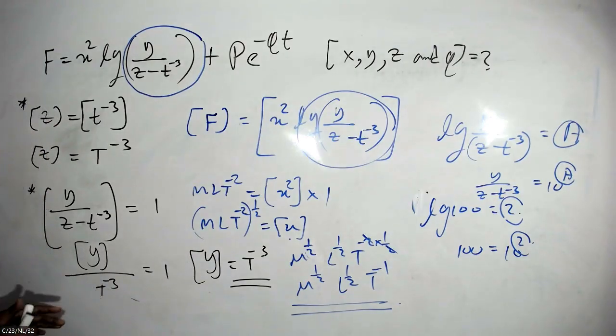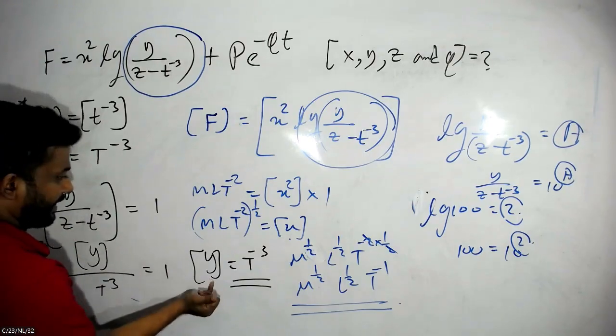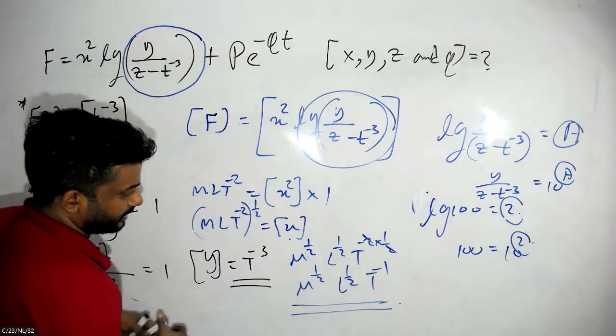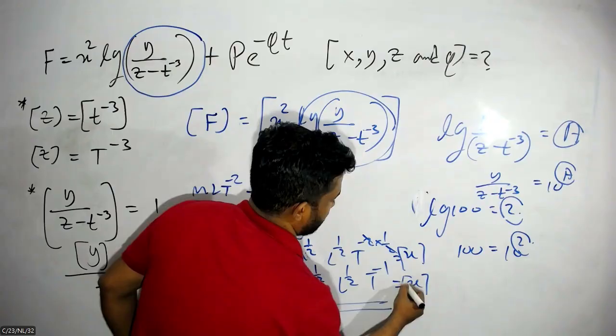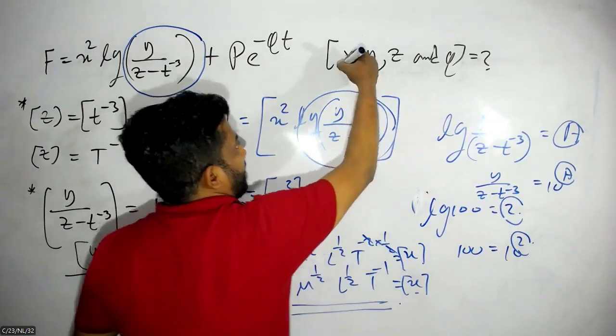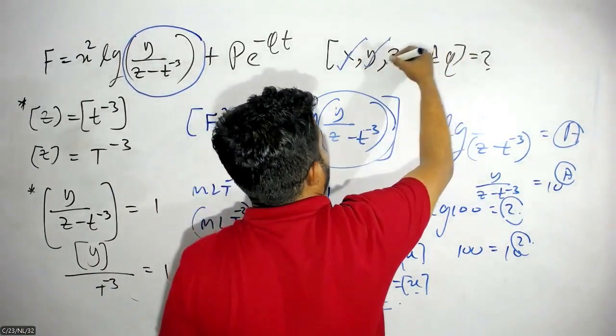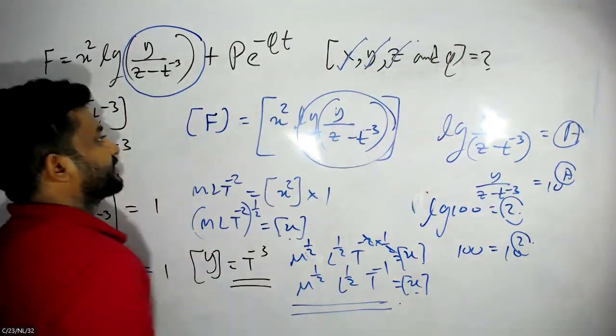Right, now we have found the dimensions of z, dimensions of y, and dimensions of x, right? Now we have found the dimensions of x. Make a hurry. Then you have to find the dimensions of q.